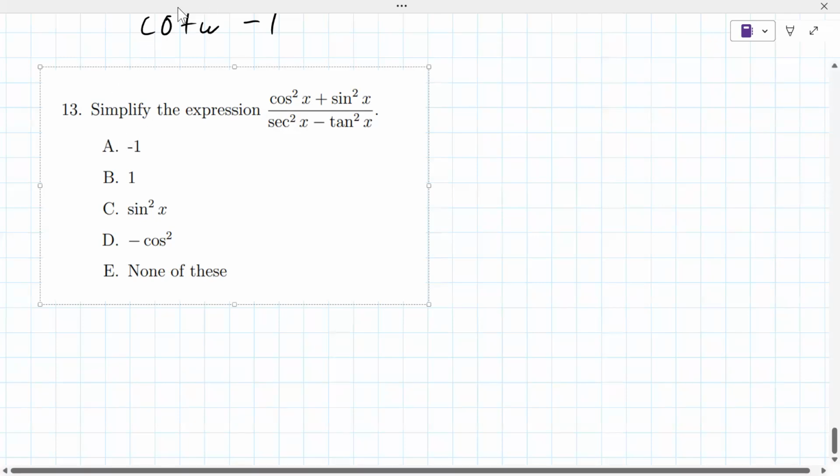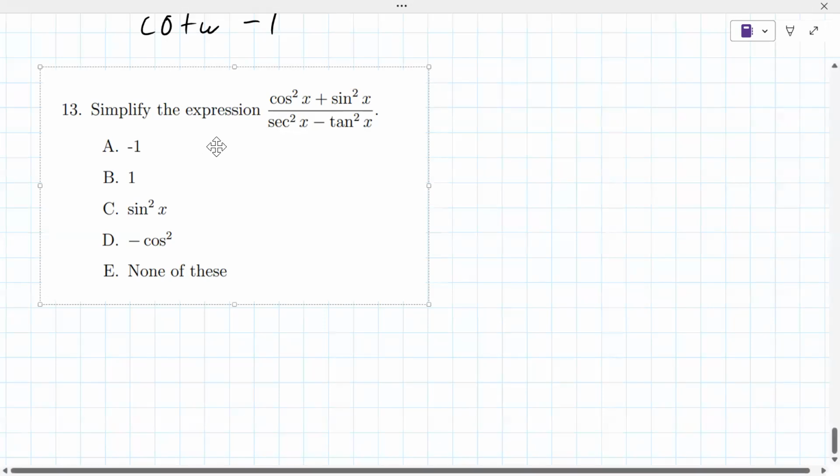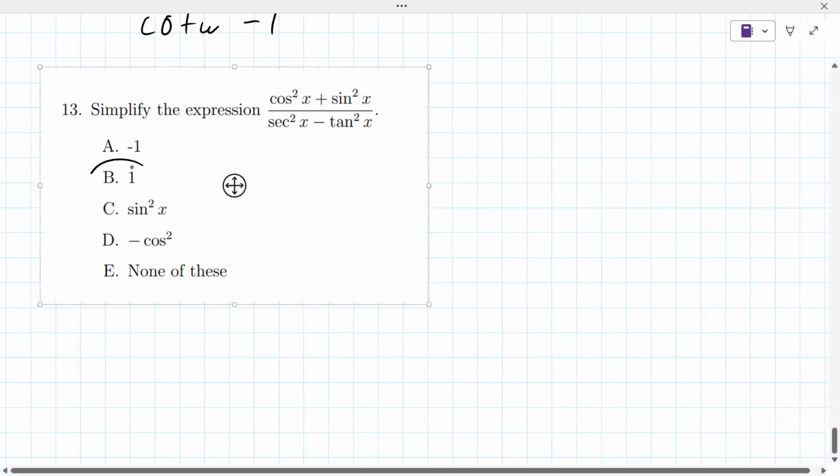Do you want us to go through this? I think, hold on, let me see. Sorry, I'm doing it real quick. It's not as bad as it looks. Top goes to 1, the bottom's got an identity in it. Okay, I see it. Looks like it's B.